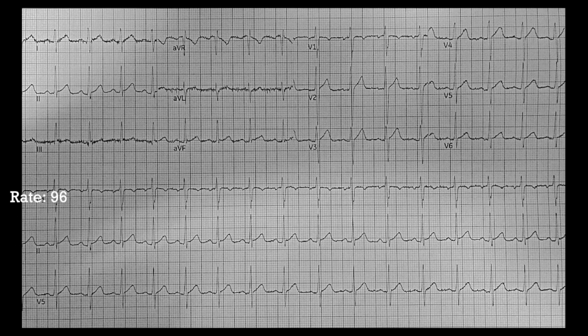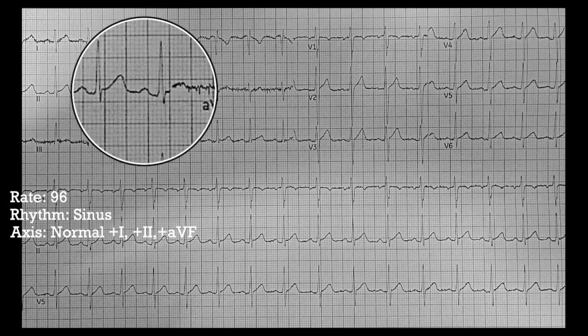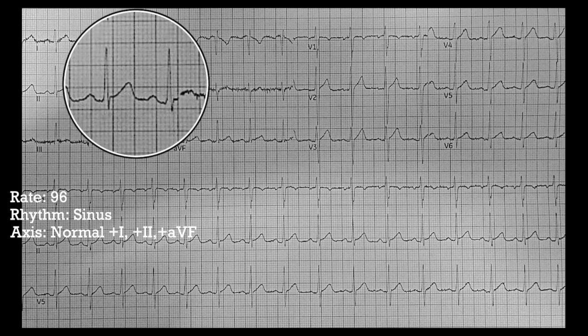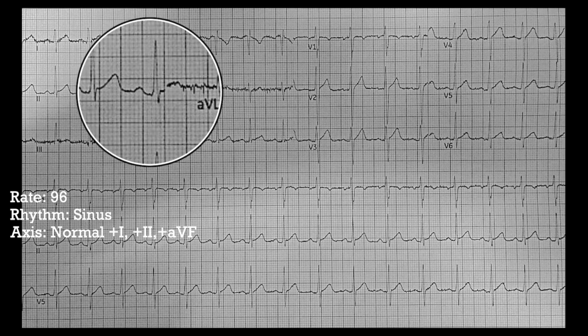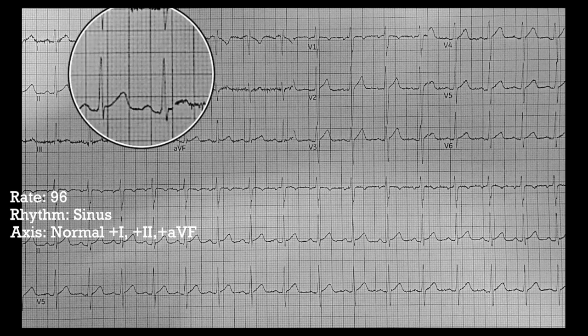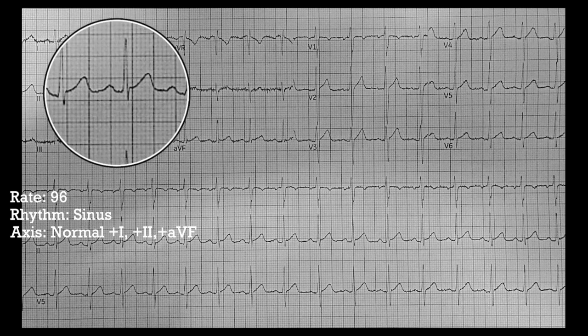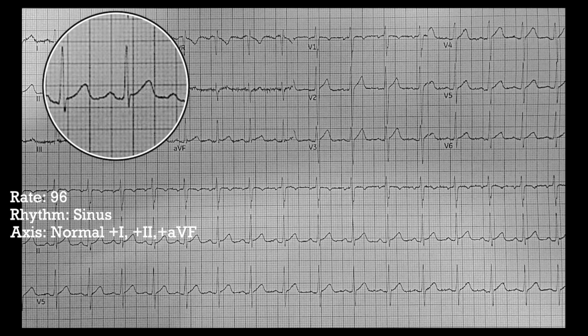We did rate, rhythm, axis, intervals, and blocks. Let's look at our intervals. The intervals, the 3 that I look at are, number 1, the PR interval. So the PR interval is the start of the P wave to the start of the R wave, which is this part of the QRS here, the first upward deflection there. Start of the P wave to the start of the R wave. And that should be less than one big box.